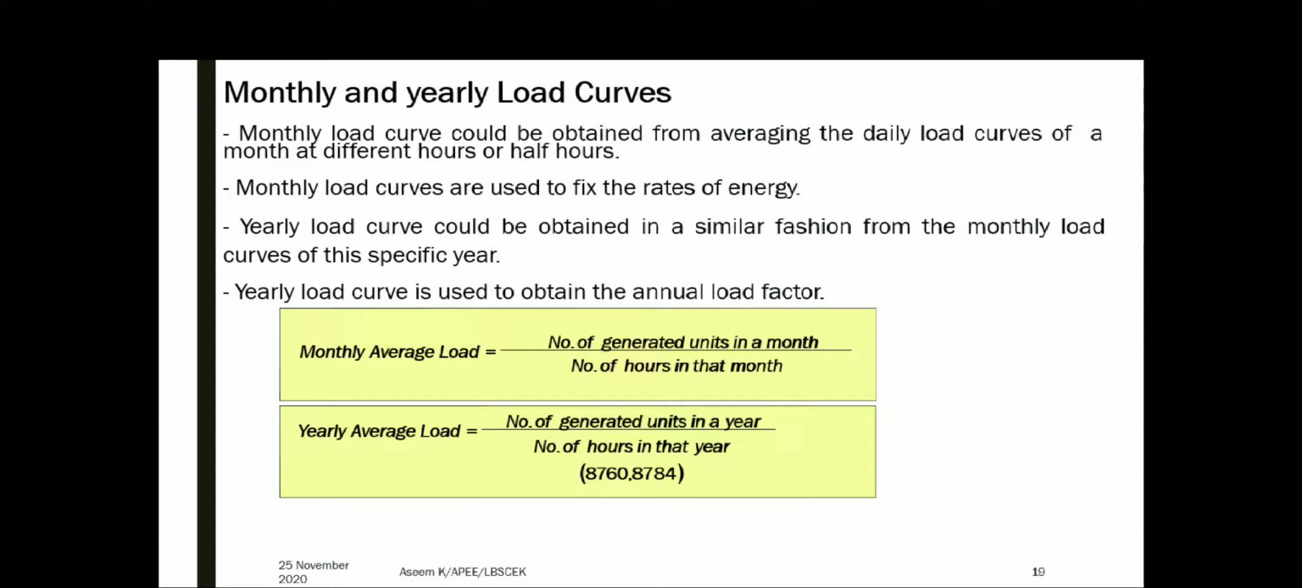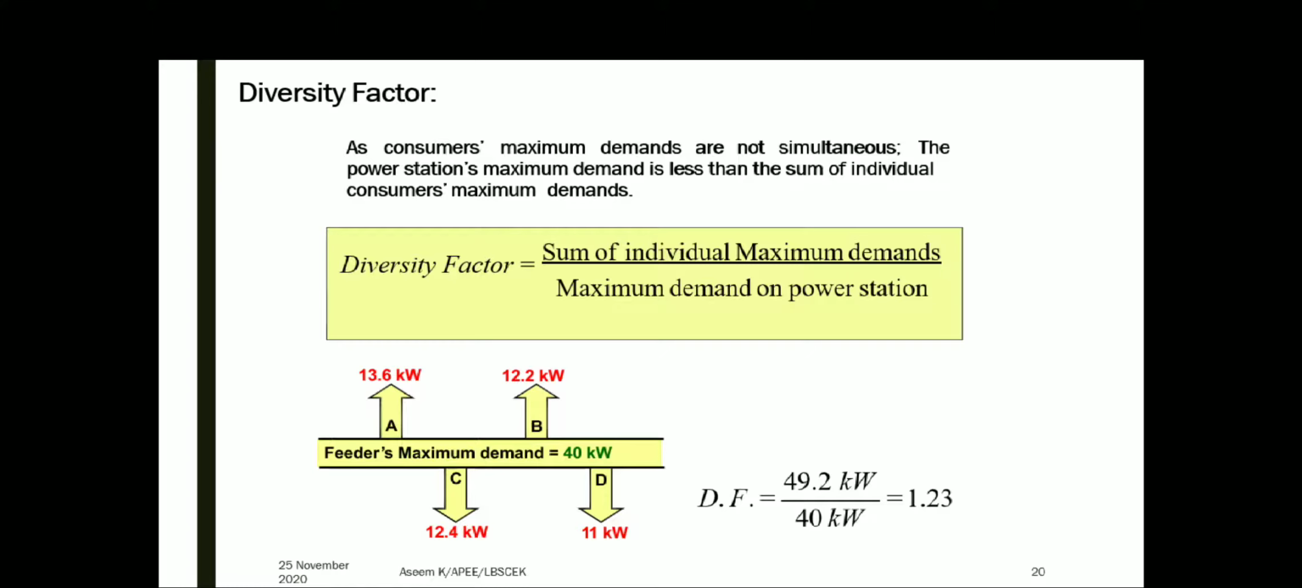You can calculate a monthly and yearly load curve. Monthly average load is a ratio between the number of generated units in a month to the number of hours in that month. Or yearly average load is nothing but the number of generated units in a year to the number of hours in that year. And diversity factor. As consumers' maximum demands are not simultaneous, the power station's maximum demand is less than that of some of the individual consumers' maximum demand. So we need to define a factor which is known as diversity factor, which is nothing but the sum of individual maximum demands to the maximum demand on the power station.